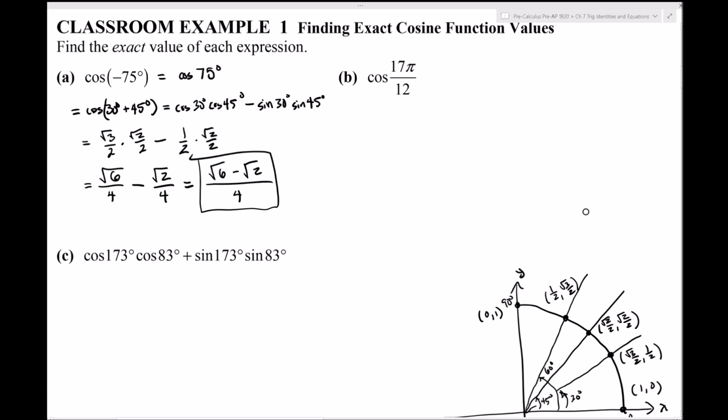The problem with the pre-calculus class is you have to learn to deal with both situations. So 17 pi over 12. I'd like to see if I could split that up just like I did the 75 degrees in the previous part.